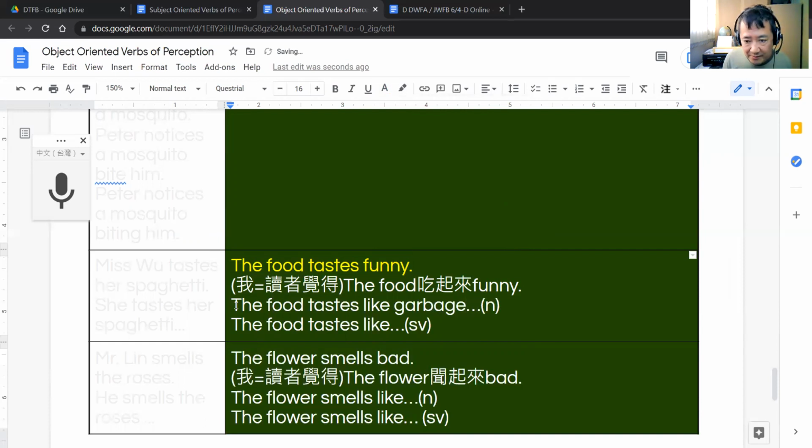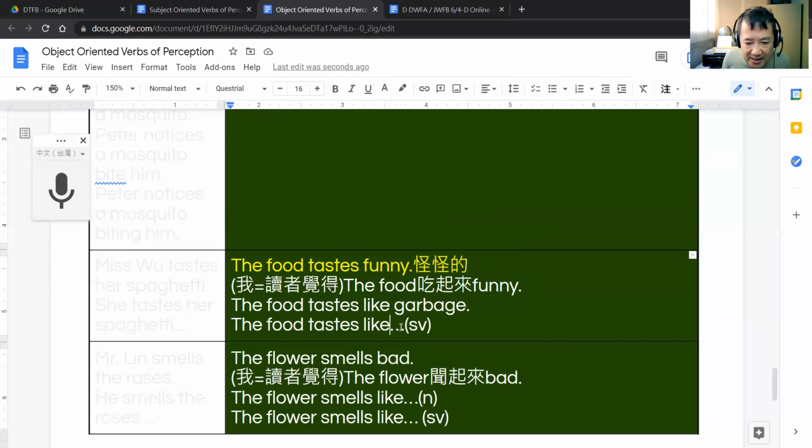Oh, by the way, sorry. Here, funny doesn't mean 好笑, okay? It doesn't mean it makes you laugh. Funny means strange, okay? It means 怪怪的, okay? It doesn't mean funny, 好笑, right? So when the food tastes funny, you're saying that it tastes 怪怪的, right? The food tastes like garbage. Don't eat it, right? Yes.